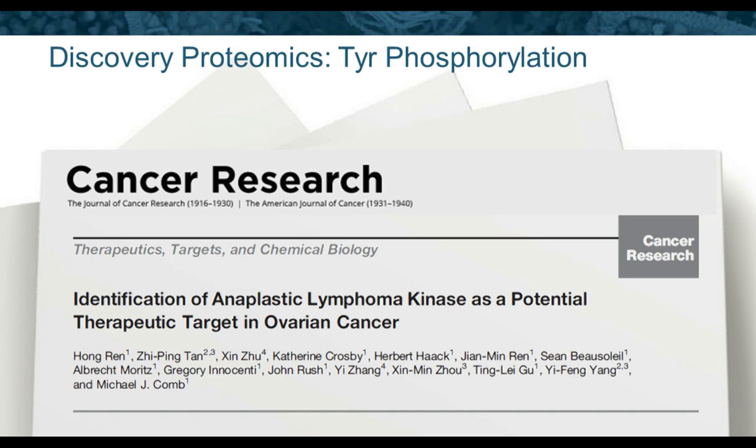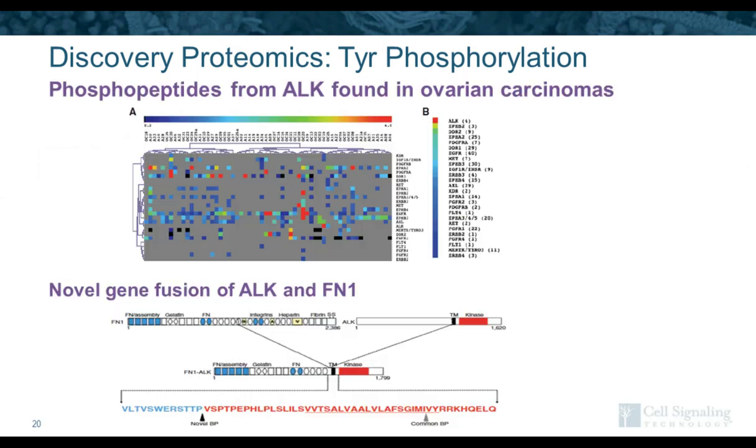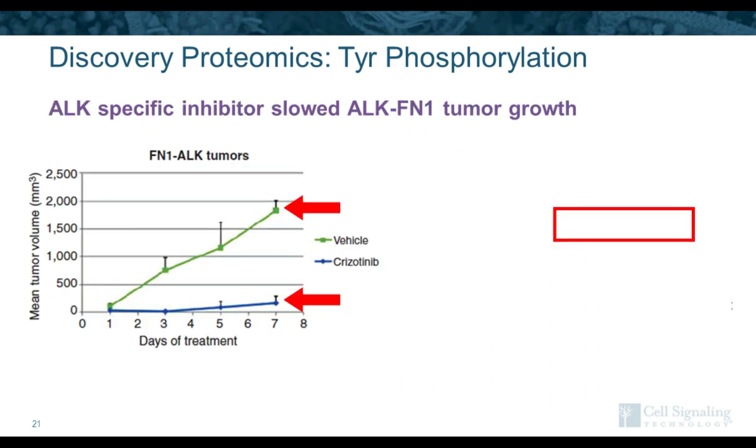This was some work that was done at Cell Signaling Technology a few years ago, looking at tyrosine phosphorylation in ovarian cancer. So we profiled a whole bunch of different ovarian samples, and what we found was that in a subset of those, we saw strong phosphorylation of the receptor tyrosine kinase ALK. And we did some follow-up work and identified a novel fusion of ALK with FN1. And importantly, cells carrying that FN1-ALK fusion are very sensitive to crizotinib.